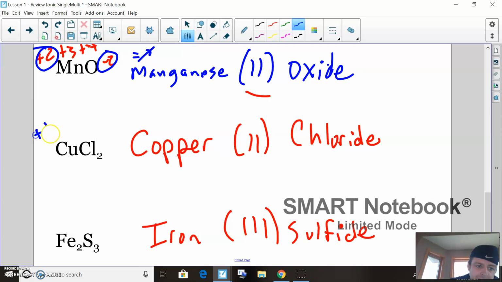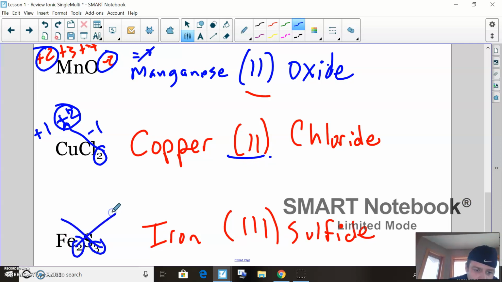This one right here, copper can be +1, it can be +2. All right, well, which one is it going to be? Well, -1 is chlorine. Which one's going to get me canceled out? Here's the crisscross trick. Take the 2, bring it up, find that it's +2. All right, copper 2 chloride. The Roman numeral pertains to the charge. Same thing down here, crisscross up. So the 3 is going to be +3, iron 3 sulfide.